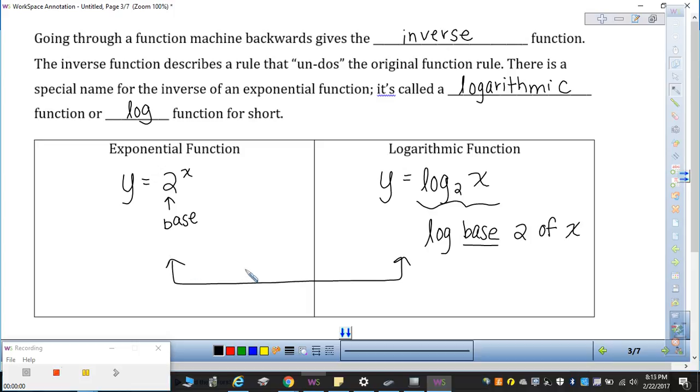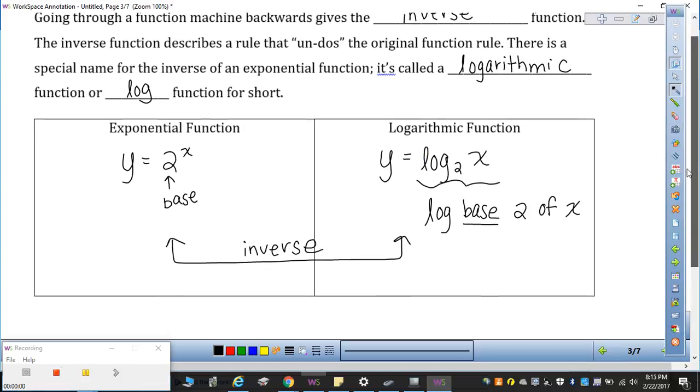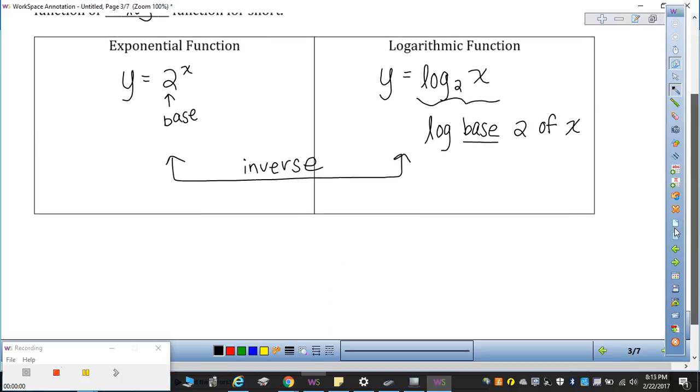These two functions are inverses. This one tells us what happens going forwards through the machine. This would be the function that undoes it, telling us what happens when we go backwards.